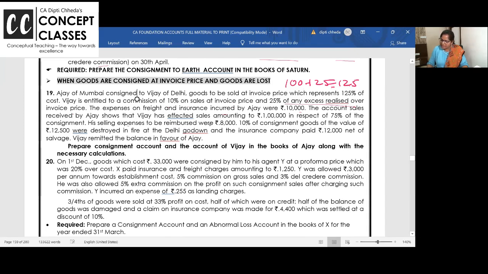Account sales shows Vijay has sales amounting to 1 lakh. 75% goods he has sold. Selling expenses are reimbursed. Vijay, the consignee, has not incurred any on-road expense. Selling expense. We will reimburse you, but we will not take it in anything else. An insurance company paid 12,000 net. Some 10% goods are lost. 10% of the consignment of goods value of 12,500 were lost. Okay? 12,500 ke goods are lost. An insurance company paid 12,000. Vijay remits the amount, prepare consignment account.